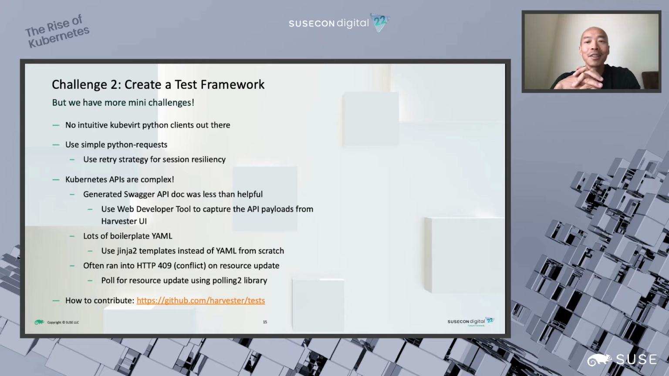The other problem with dealing with the Kubernetes API was that we often ran into HTTP 409 request conflict when trying to update a resource. When that happens, we pretty much have to first look up the latest version of that resource, then apply our changes on top of that, and keep trying until the resource can be updated. Luckily, the Python polling library was perfect for this one.